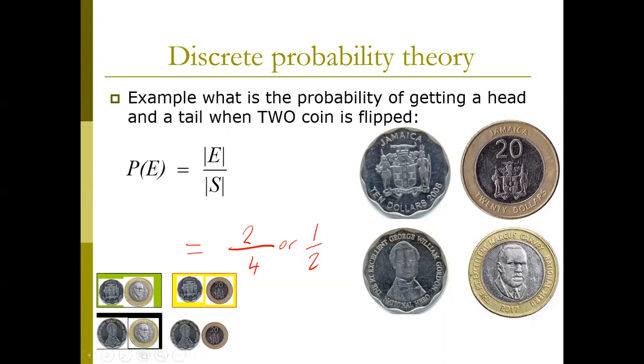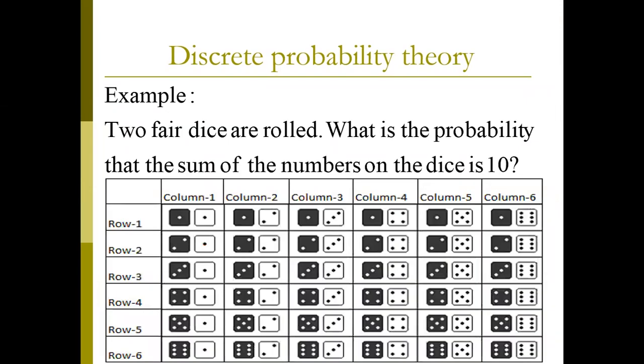All right. Now let's look at another example. Let's say we have 2 dice and we were to roll these 2 dice. The question is, what is the probability that the sum of the numbers on the dice will add up to 10?